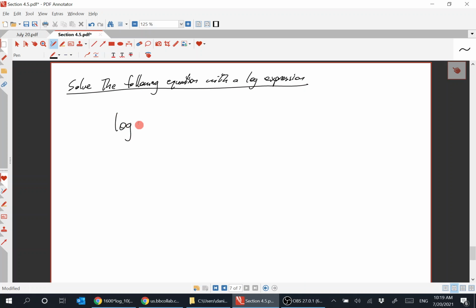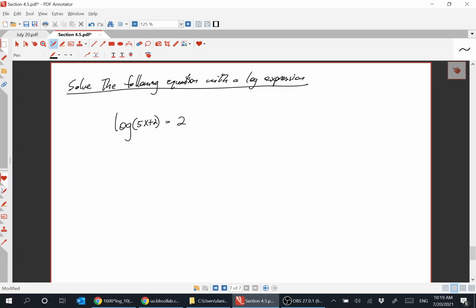So log of 5x plus 2, and when I write log without the base, that means log base 10, usually, although Wolfram Alpha seems to call it the natural log. And ln means log base e, where e is that Euler's constant. So anyway, this one, log of 5x plus 2 is equal to 2. So solve for x.